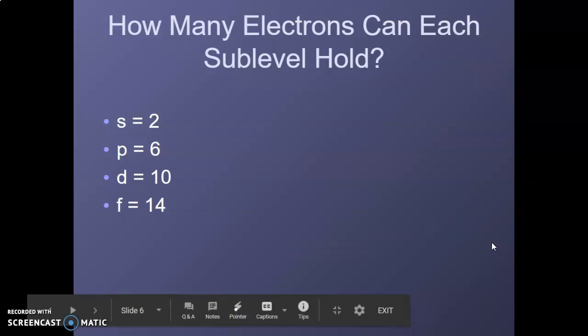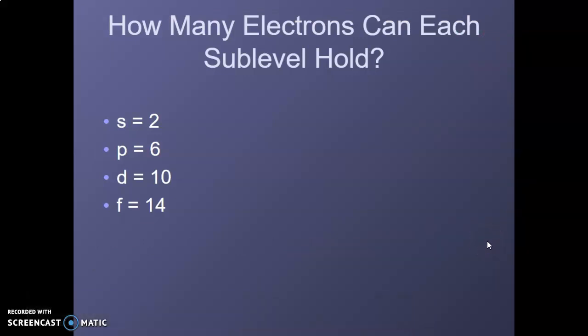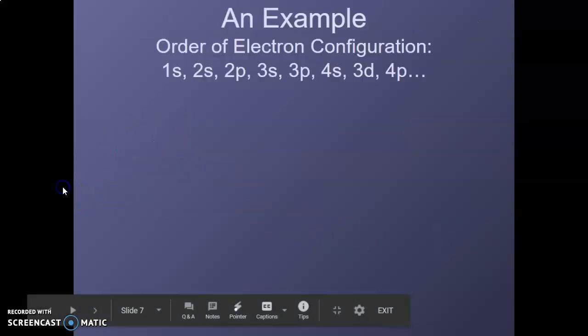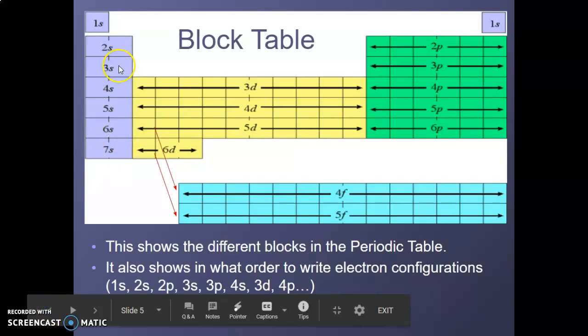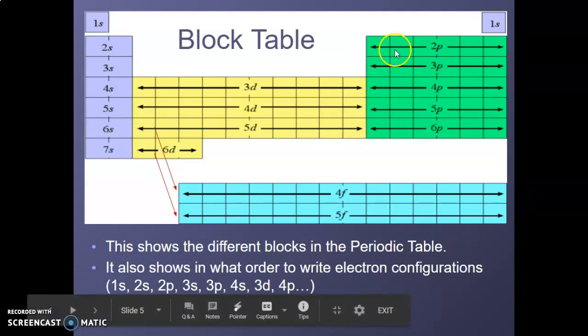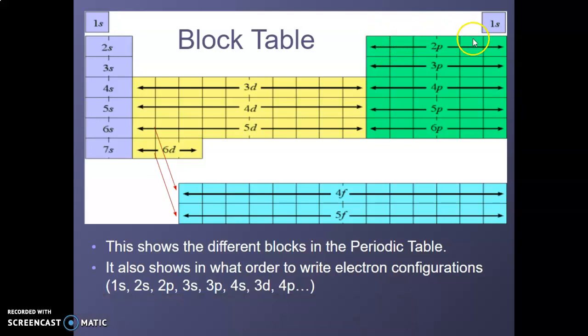So we should start with the question, how many electrons can each sublevel hold? The S sublevel holds 2 electrons, and I want to go back to the previous slide and point out that the S block has 2 columns. Likewise, the P sublevel can hold 6 electrons, and the P block has 6 vertical columns: 1, 2, 3, 4, 5, 6. So remember, the S block is here. The S sublevel holds 2 electrons. P block is right here. P sublevel holds 6 electrons.